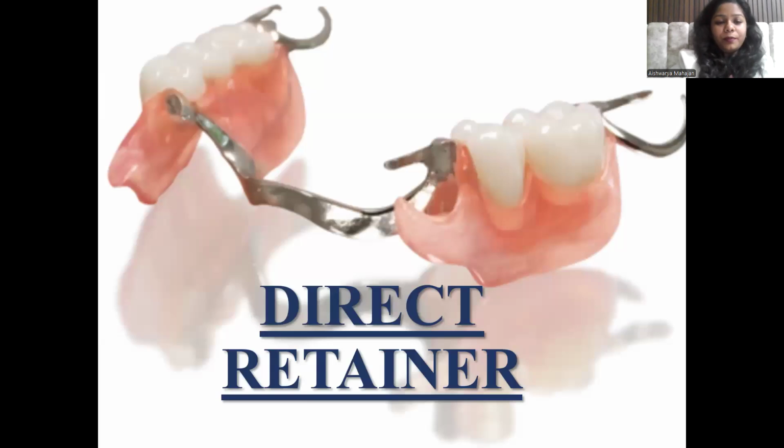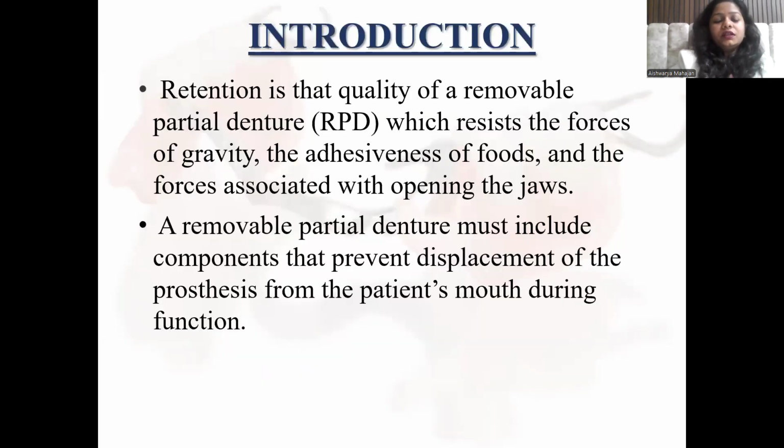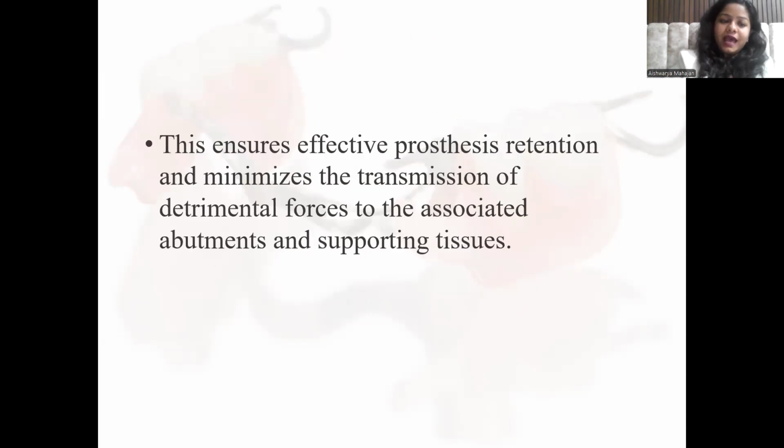Moving on to the next topic, that is the direct retainer. Retention is the quality of a removable partial denture which resists the force of gravity, the adhesiveness of food and the forces associated with the opening of the jaw. A removable partial denture must include components that prevent displacement of the prosthesis from the patient's mouth during function. This ensures effective prosthesis retention and minimizes the transmission of detrimental forces onto the associated abutment and the supporting tissue.